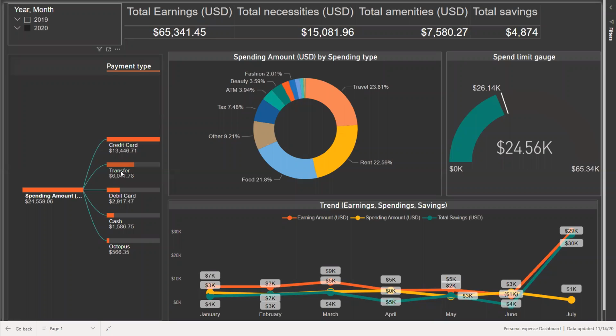Credit card payments, transfer payments, debit card, cash, and Octopus. Octopus is, I guess, like an online payment tool or something. So this is just a breakdown. You can see most of the expenses were through credit card, then transfer, then debit card, and then here you just see the trend. Basically, you see the trend of earnings, spendings, and total savings.